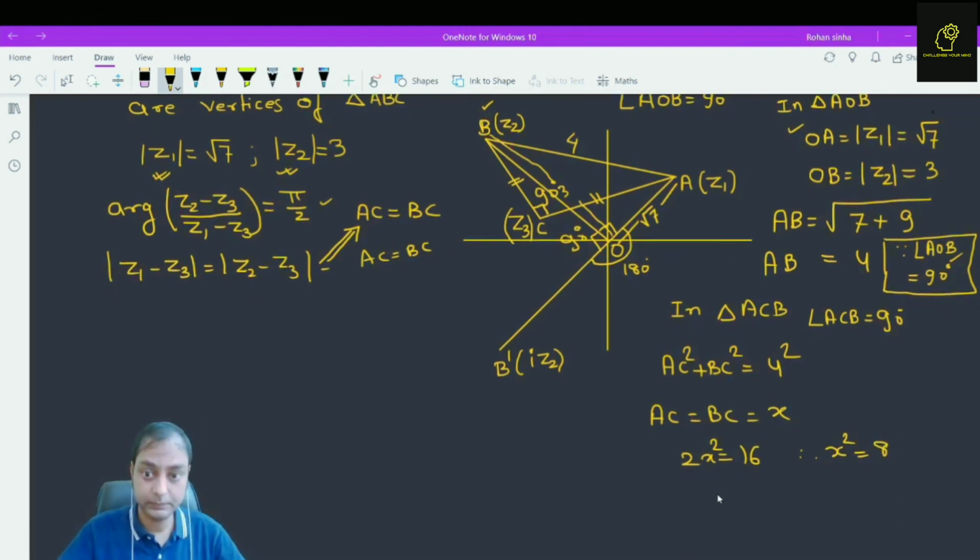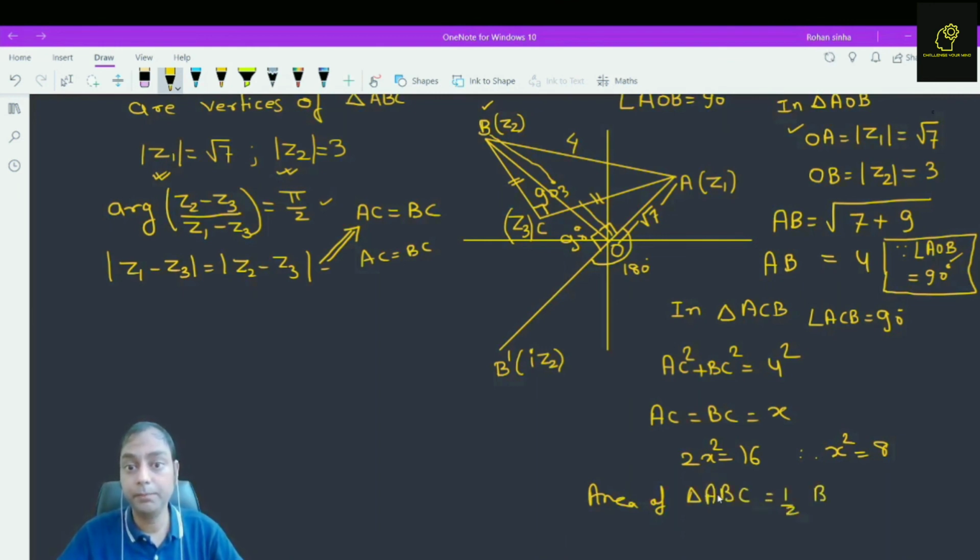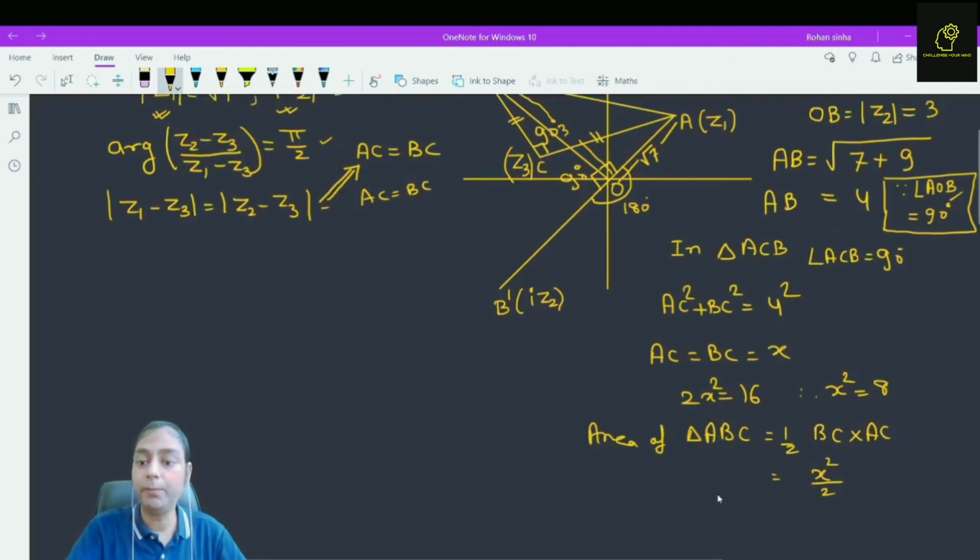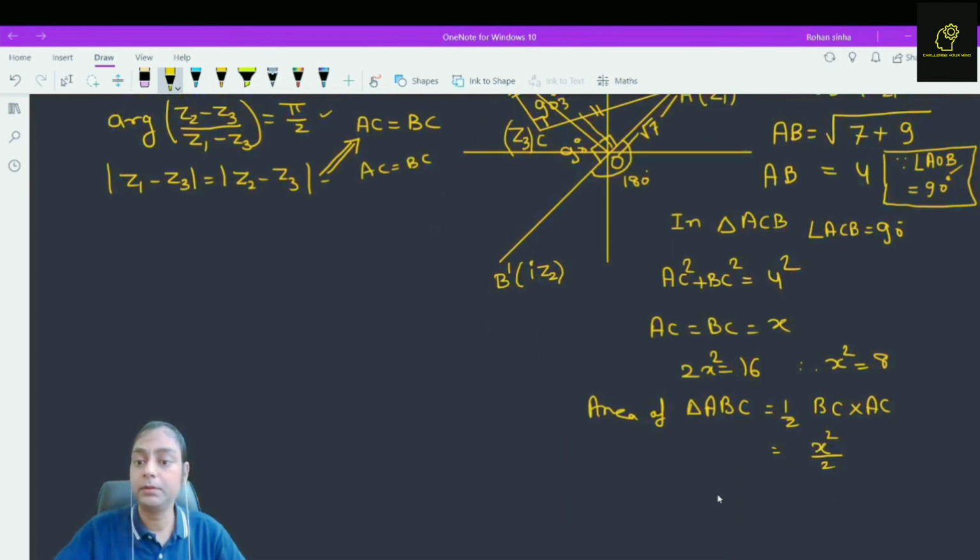Now what is the area of triangle ABC? Area of triangle ABC is half base into height, half BC into AC. But BC is equal to AC is equal to x. So this is x square divided by 2. Now putting the value of x square, what do we find? x square is 8, 8 by 2. This is equal to 4. So this is the solution.